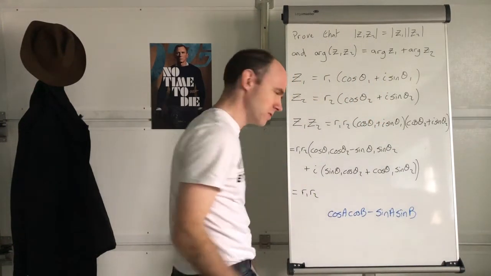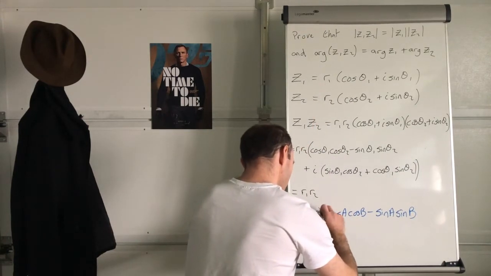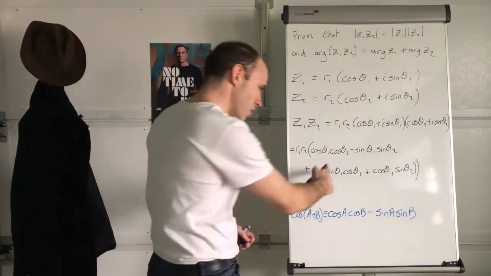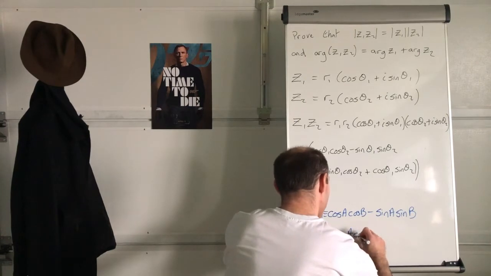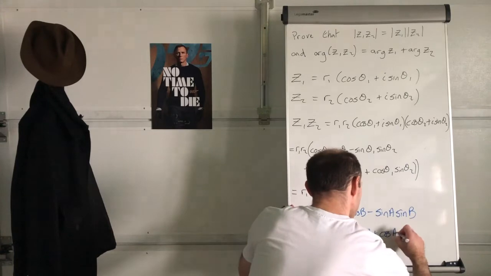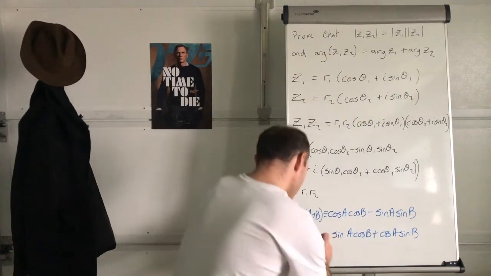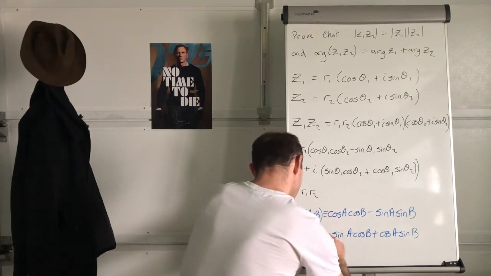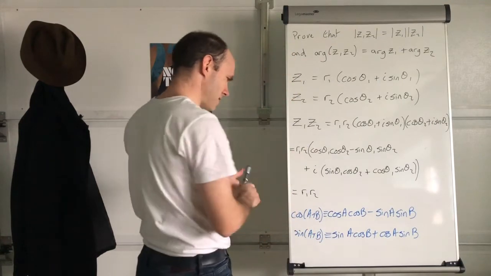What does that remind you of? I'm hoping it reminds you of this, cos A plus B, the identity. Okay. What about this one? Sine A cos B plus cos A sine B. What does that remind you of? Yeah, another identity, isn't it? This one's sine A plus B. Yeah? So, how can we write this then?